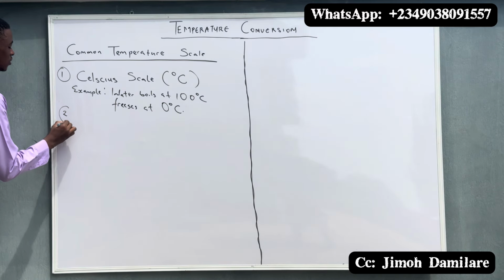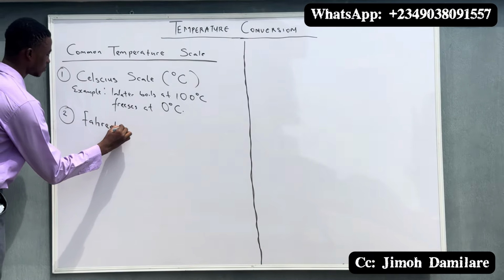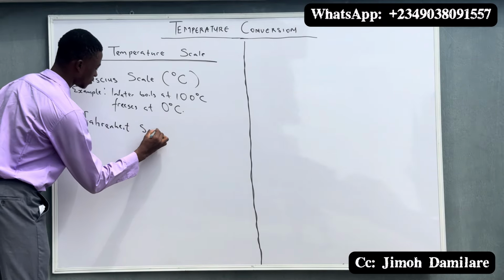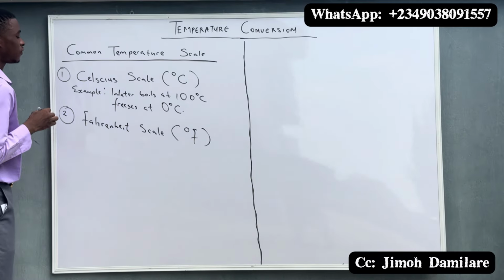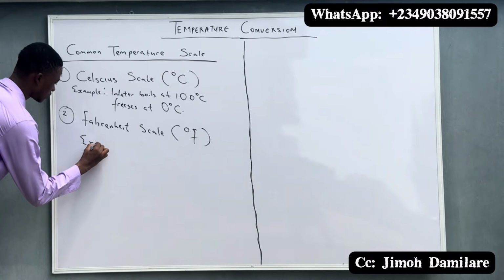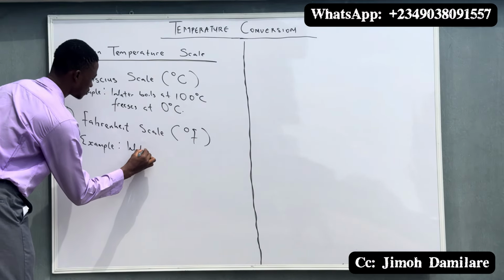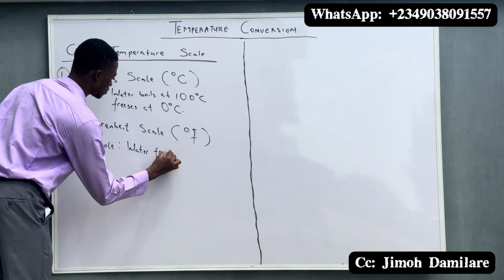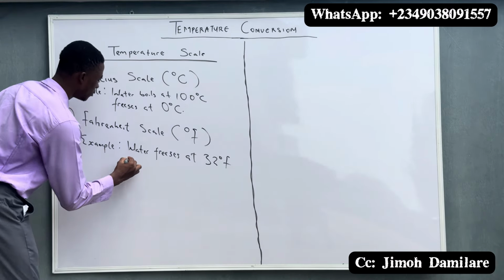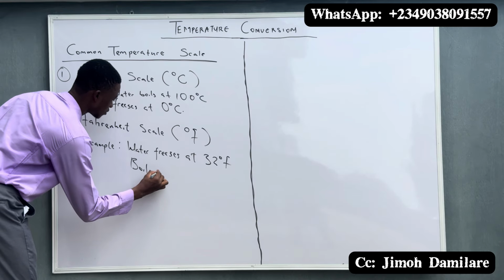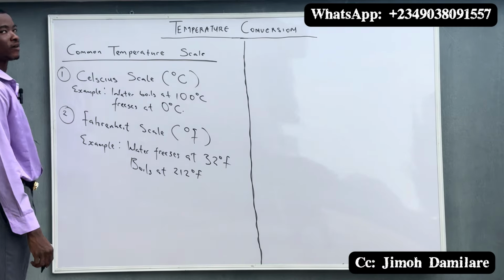And secondly, we have the Fahrenheit scale. The Fahrenheit scale is measured in what? Degrees Fahrenheit. So for example, we can say water freezes at 32 degrees Fahrenheit and boils at 212 degrees Fahrenheit. So this is an example of the Fahrenheit scale.